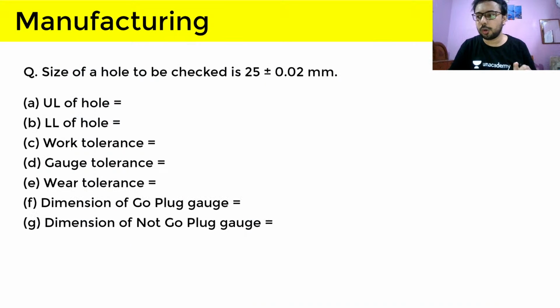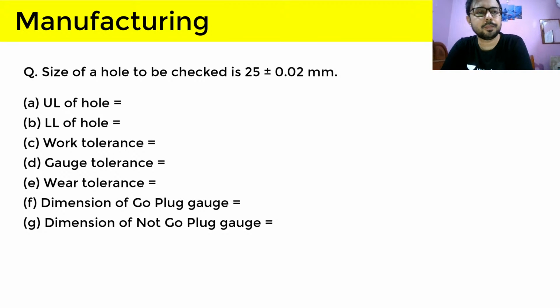So now we will be doing questions, and in this class I will be doing manufacturing questions which are important for the GATE examination. The first question that we will be doing is this question. It is from the tolerance topic. The size of a hole to be checked is given as 25 plus minus 0.02 mm. We will solve this question in a relaxed tone, discussing all the things.